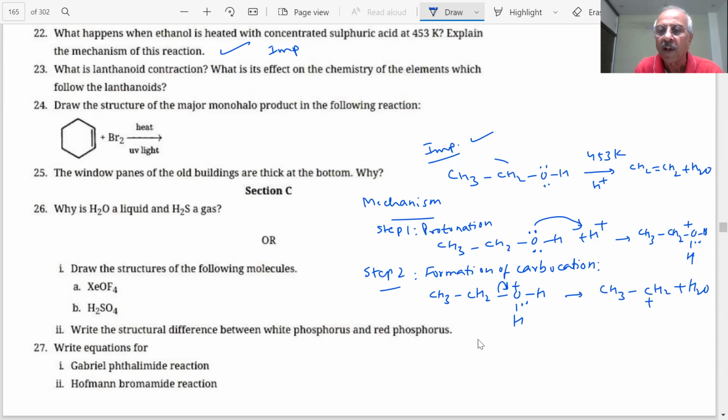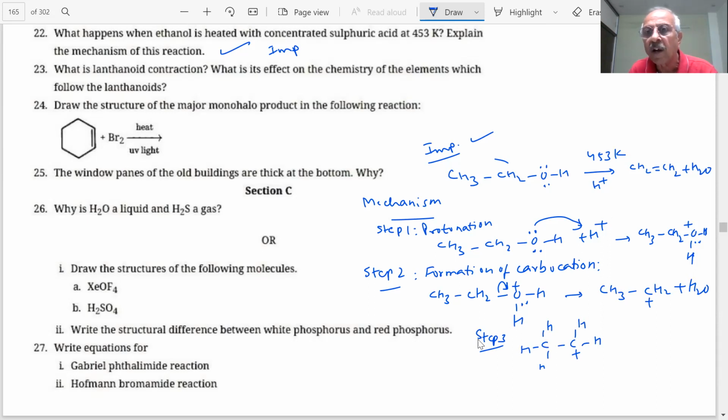Water leaves. Now step 3 will be there, student. That will be the abstraction of a proton, because this carbon positive charge is not a stable situation. So it will try to come to the original state. What will it do, student? This is your positive charge carbon. So the result of this is, student, a proton will be extracted.